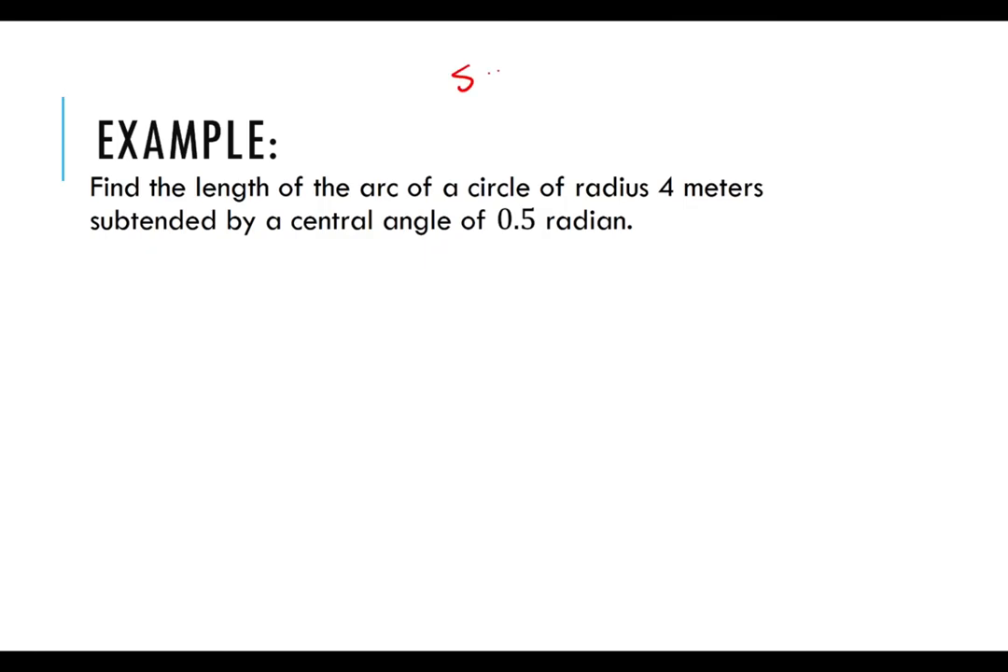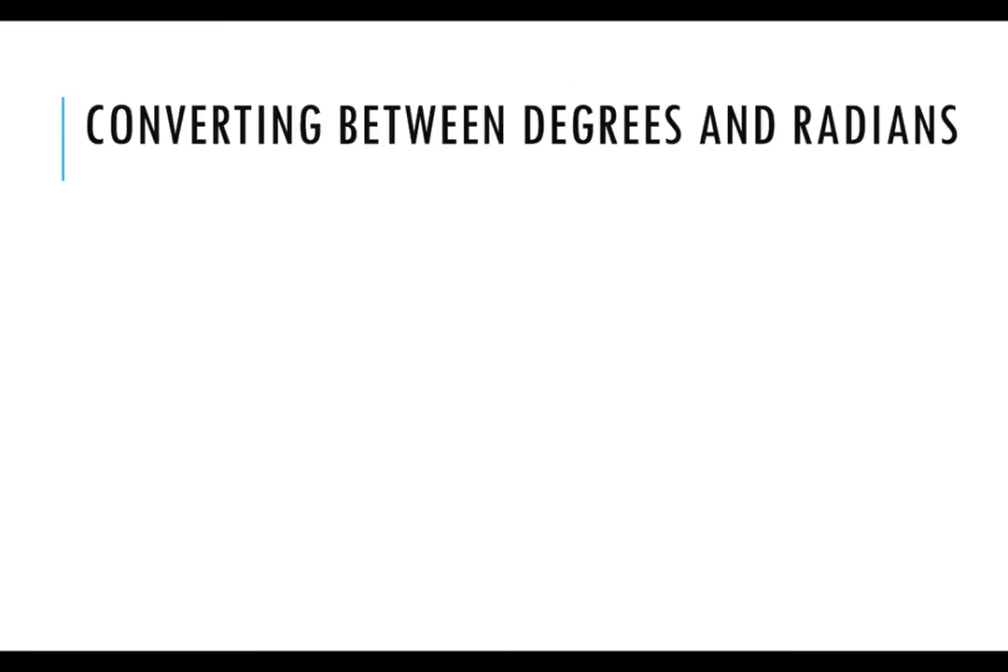Well, if we know now that S is equal to r theta, as long as theta is in radians, S is arc length, and r is the radius of the circle, and we want to find the length of the arc of a circle of radius 4 meters subtended by a central angle of 0.5 radians, then all we need to do is calculate the arc length, which is equal to the radius, 4 meters, times the radian measure 0.5, which means that the arc length is going to be 2. Half of 4 is 2, and our units are meters.